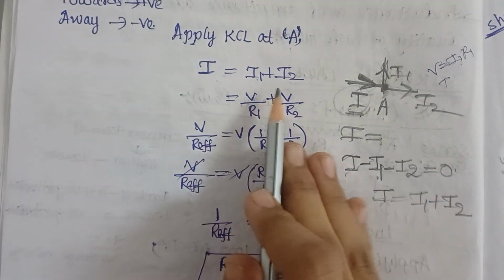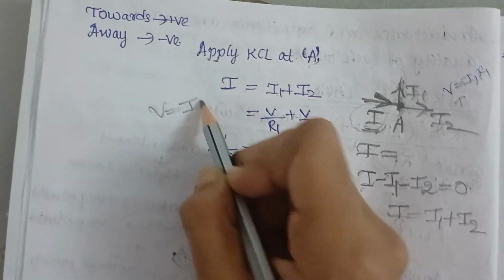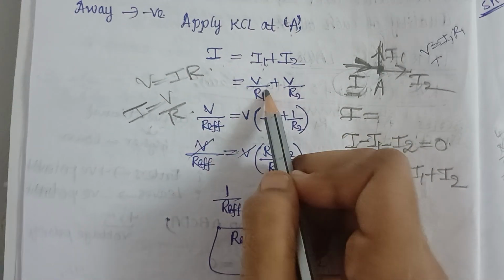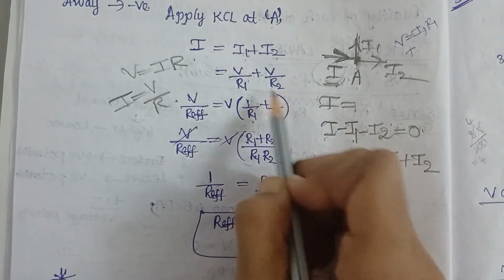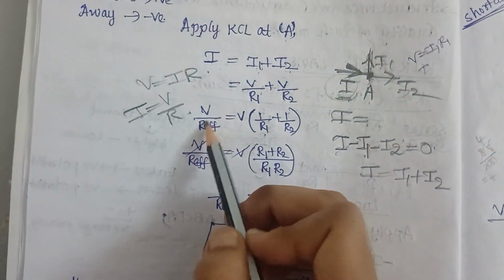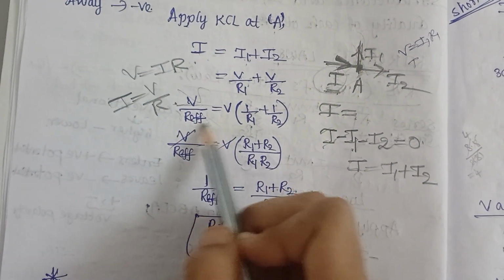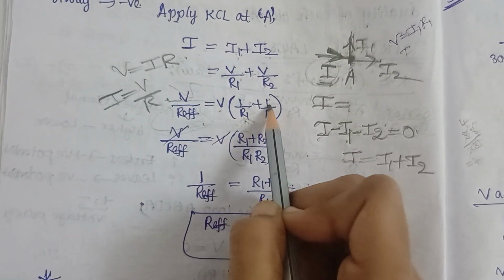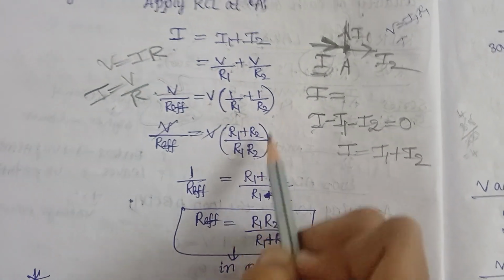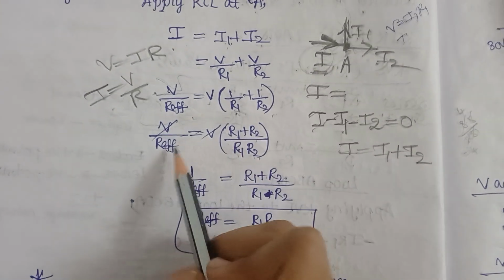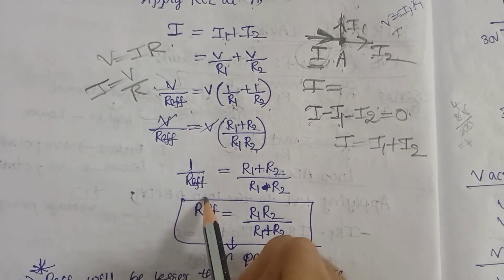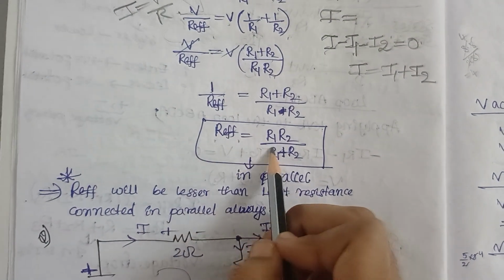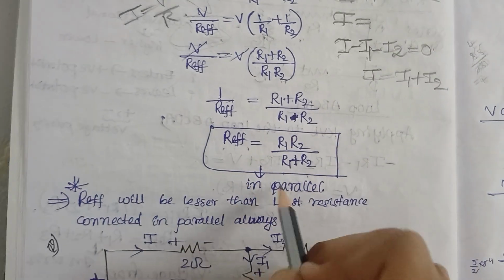So your I is equal to I1 plus I2, and since we know the relation V is equal to IR, we can write I as V by R. So this I1 will be V by R1 and this I2 will be V by R2, and this I is nothing but V by R effective, that is the total effective resistance, right? If you take V as common here, it will be 1 by R1 plus 1 by R2, and by taking the LCM we'll get R1 plus R2 by R1 R2. Now this V gets cancelled, and 1 by R effective is nothing but R1 plus R2 by R1 R2, and now your R effective will be R1 R2 by R1 plus R2, which is in parallel, right?